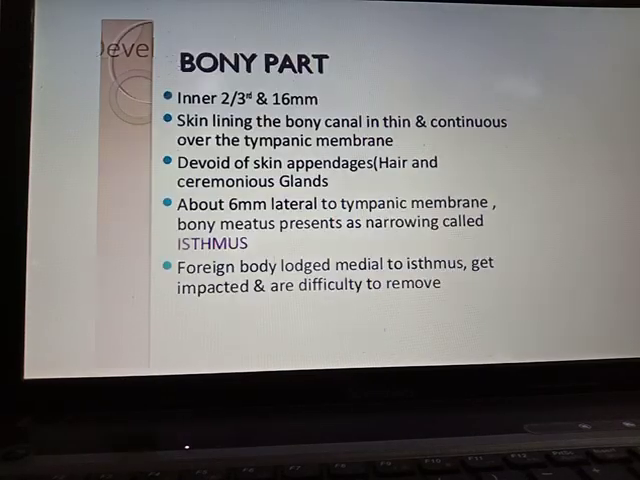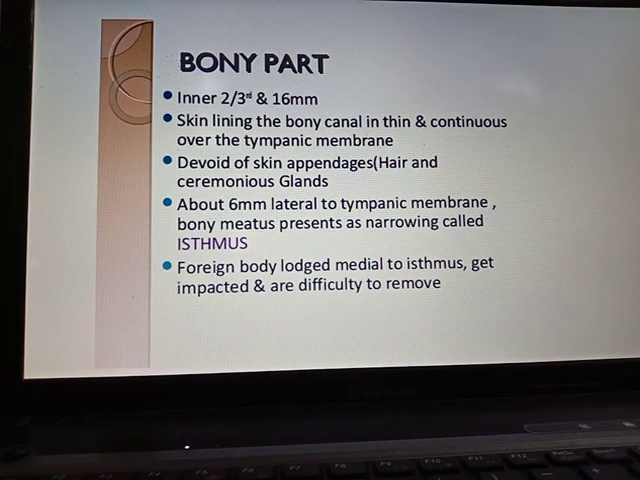Then come to the relation of this bony part and the cartilaginous part. Entering the cartilaginous part, like the neck of the mandible, it is separated by part of the parotid gland from the bony part.